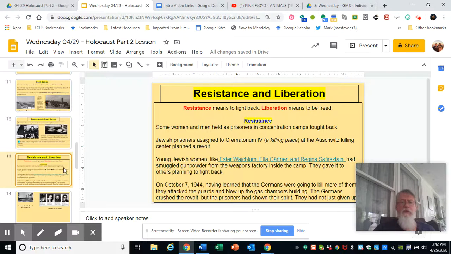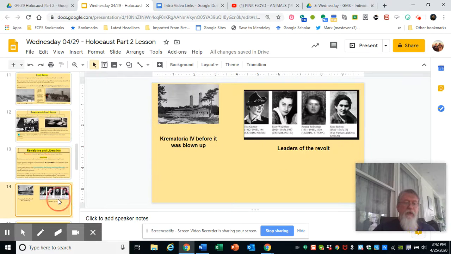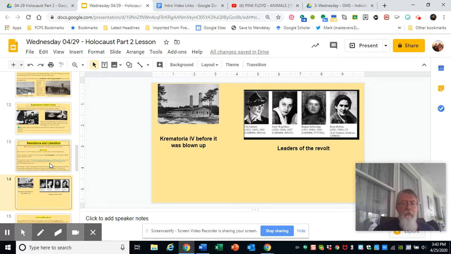Then we get to the stuff where you start to see they were not just victims, they did fight back. Here's a little tiny story about that. Here's a picture of what they blew up. And here's a picture of some of the women that were involved in making it blow up.